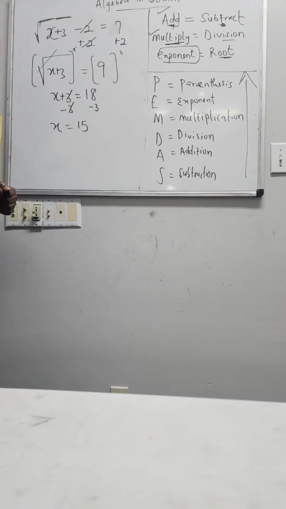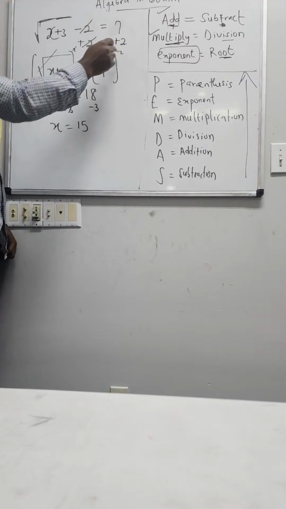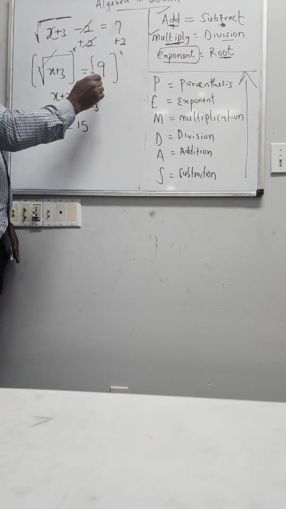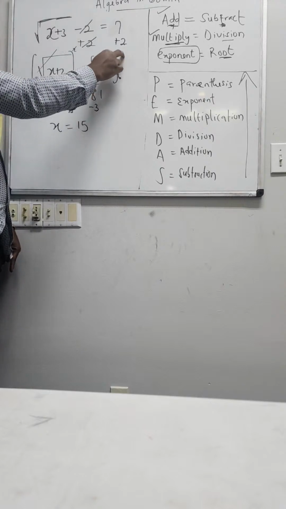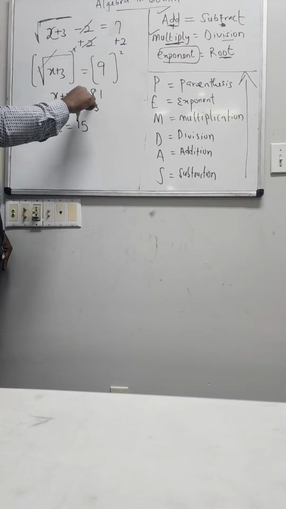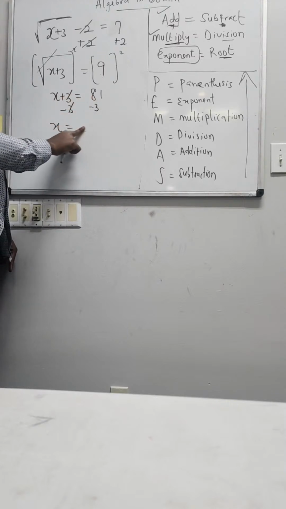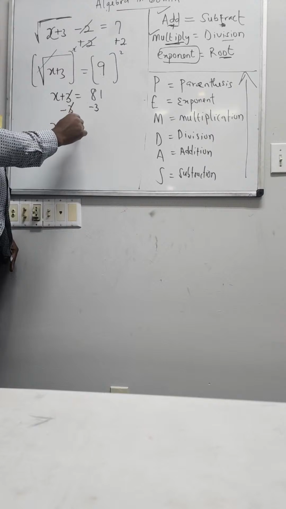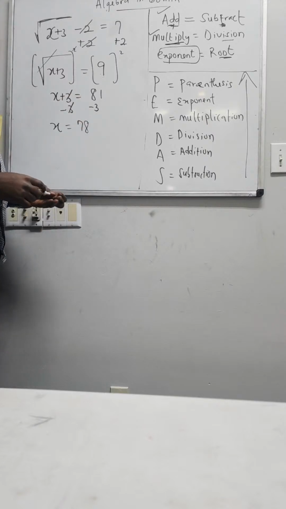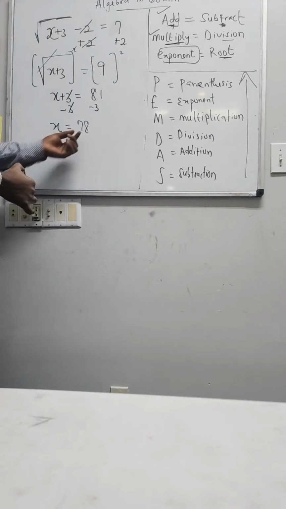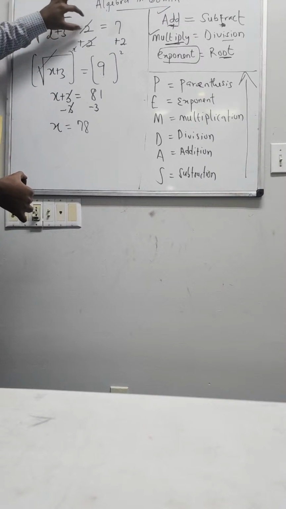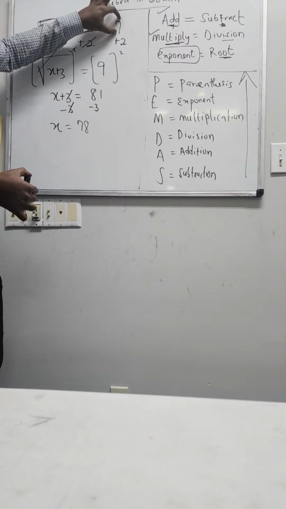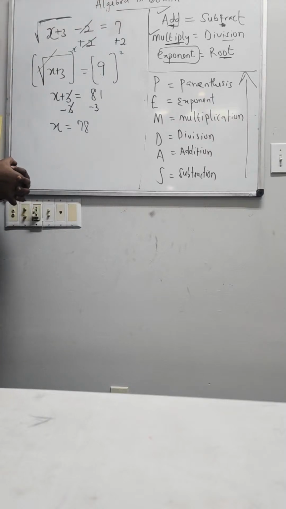Mistake. And what is the mistake? 9 squared is not 18. 9 squared is 81. So 81 minus 3 should be what? 78. Yes, 78. So if you plug in 78 plus 3, which should be 81, root 81 is 9, minus 2 gives 7. So this is what you have.